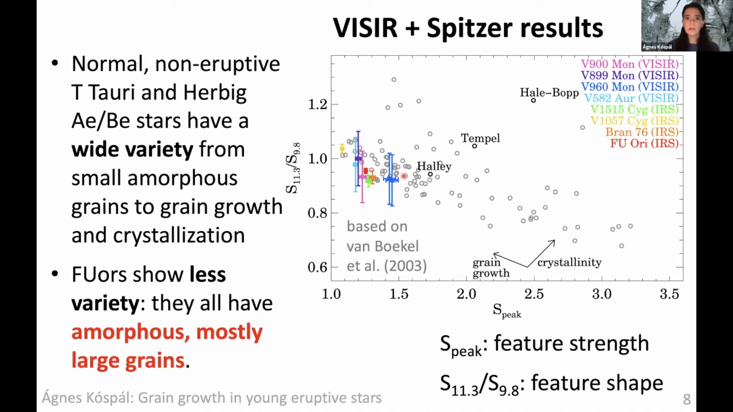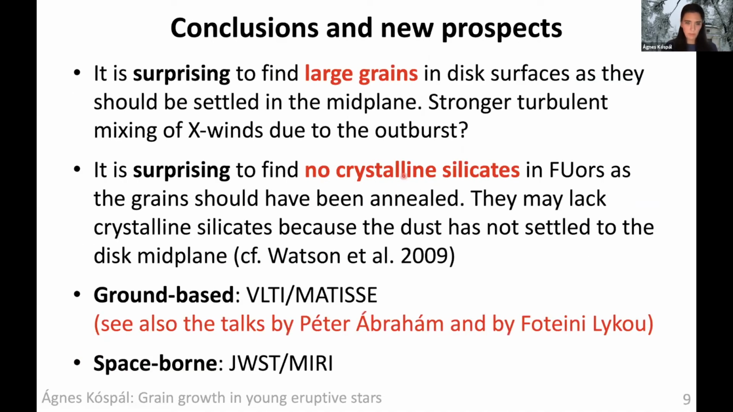We can draw two surprising conclusions from these findings. First of all, it's surprising to find large grains in disk surfaces, as they should be settled in the midplane. We don't have a definite explanation for this, but we can theorize that maybe these objects have stronger turbulent mixing or stronger winds due to the outburst, and that prevents settling.